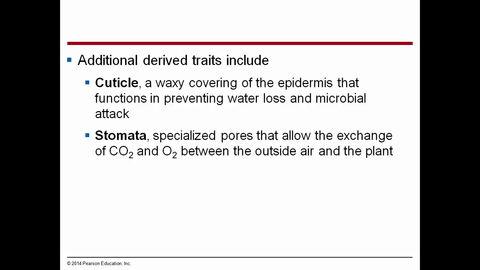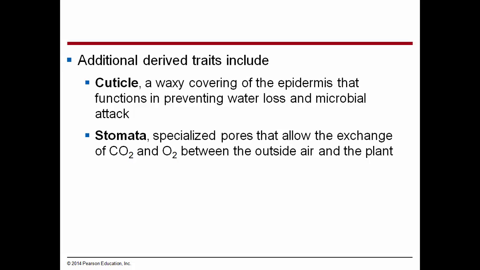Additional derived traits include a cuticle, which is a waxy covering on the epidermis that functions to prevent water loss and microbial attack. Any leaf that you pick up is going to have this waxy cuticle on it. It's really very apparent. It's particularly noticeable in cacti and other plants that live in the desert because they have to really protect themselves against being dried out. There's a bush called wax myrtle, which is very common in this area, particularly in the coastal plain near the ocean. Wax myrtle has little black berries coated with a waxy coating. The leaves of this plant are relatively thick, and they have a noticeable cuticle on them.